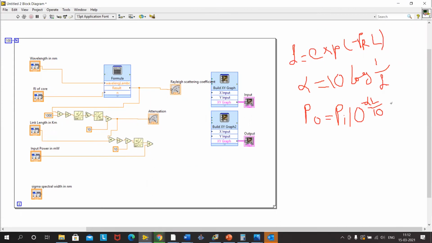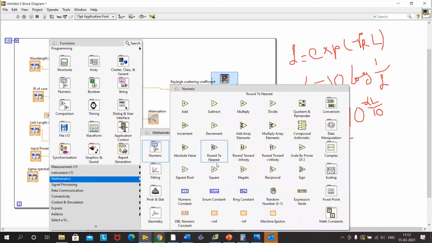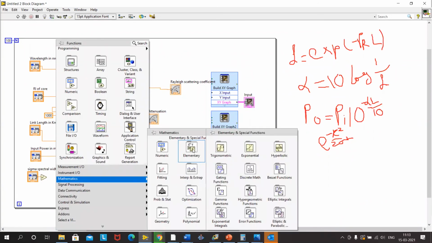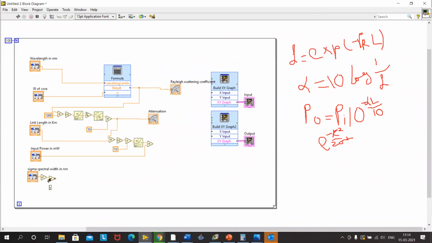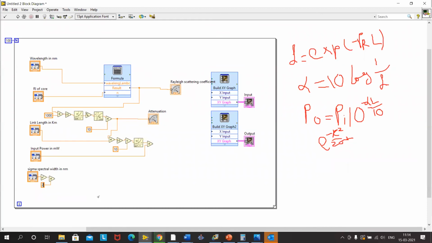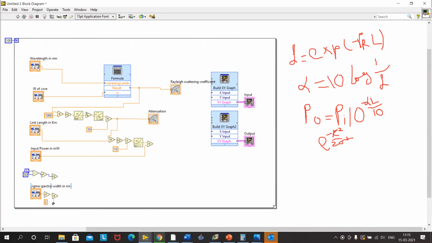So now we have our PO calculated, but we know that it's not in the form of a pulse. To make our output and input pulse, we need mathematics, numeric, square, for sigma square. Now we need to multiply it with 2, elementary, multiply. Here we'll create a constant 2. We need to square x and then negate it. Now we need to divide this term by this term.